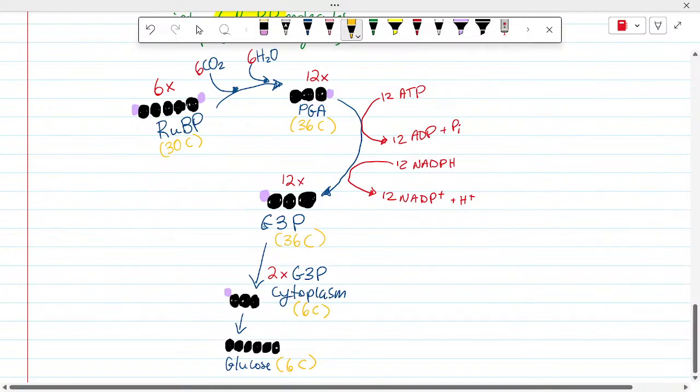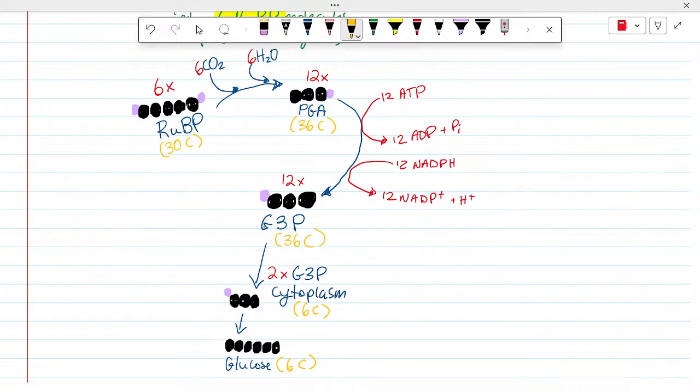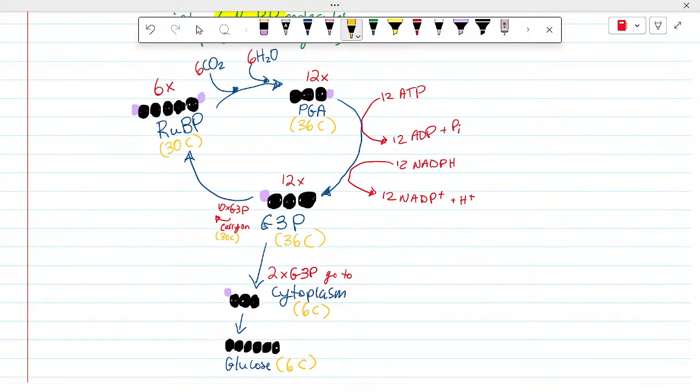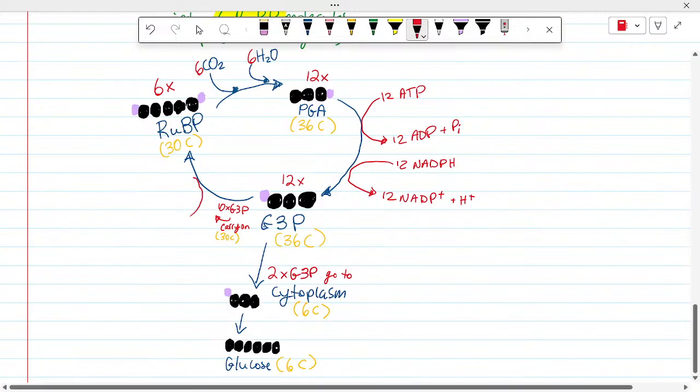Well, if we've taken 2 G3Ps into the cytoplasm, that means that how many of them get processed here? 10 of our G3Ps go back through the cycle, right? And those 30 carbons that carry on are going to get converted to ribulose bisphosphate, but that conversion actually requires some energy. And so this is another energy step where every one of these is going to require an ATP to become an ADP.